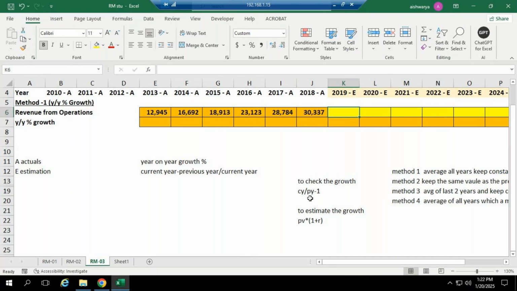You can calculate this by applying the year on year percentage growth. So how do you do this? Now, 2018 you have the data. Keeping these 5 years of data, we have to find out the next years' values.